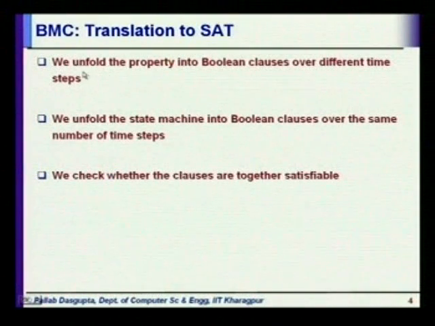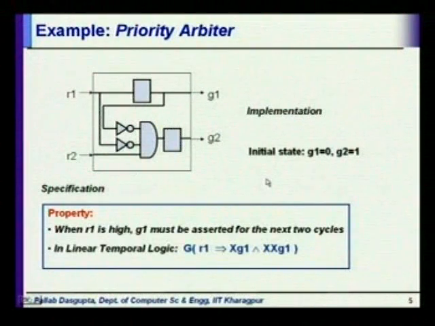What we do is we unfold the property into Boolean clauses over different time steps. I will show a procedure for doing that. We unfold the state machine into Boolean clauses over the same number of time steps, and we check whether the clauses are together satisfiable or unsatisfiable. Okay. So, let us start with an example first, and then we will go into the formal procedure.